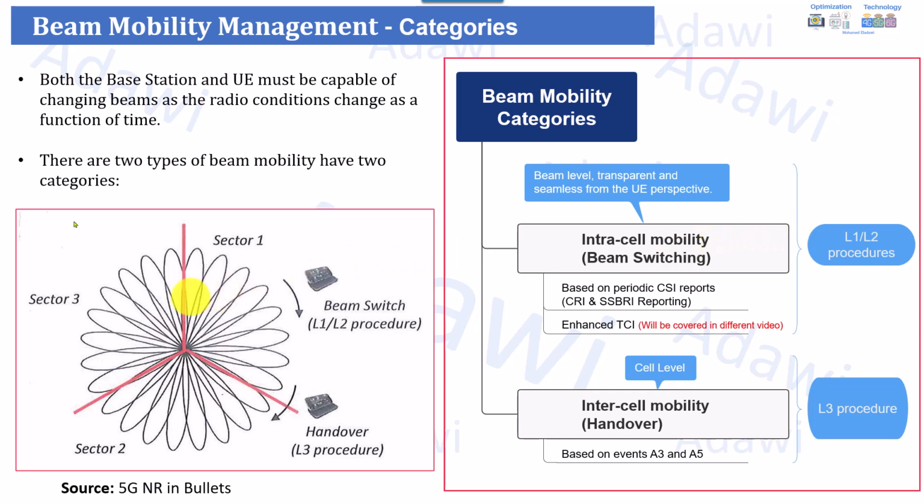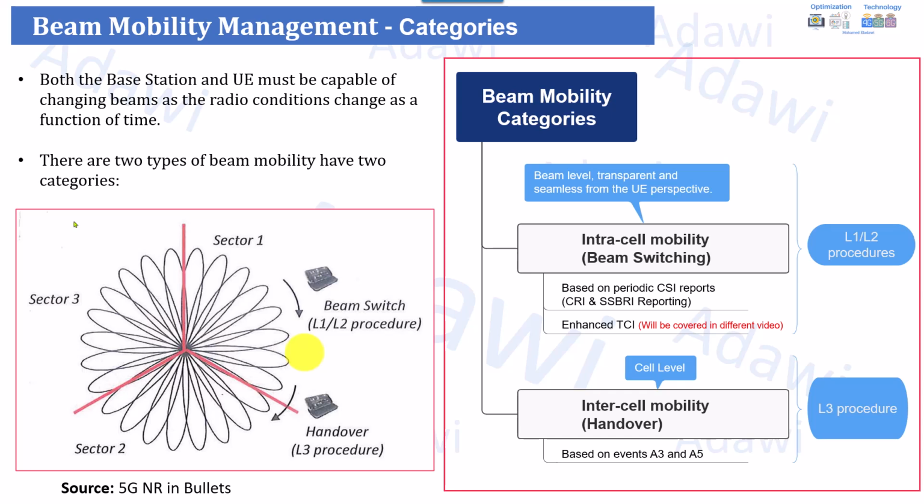First of all, the base station and UE must be capable of changing beams as the radio condition changes. Whenever the radio condition changes over time, for example when the UE, the user, is moving from one location to another at different times, the UE will have a different radio condition. So the base station and UE should be capable of adapting to this radio condition change by changing the serving beam. As you can see in the bottom left figure, there are 2 different categories of beam mobility management in 5G.